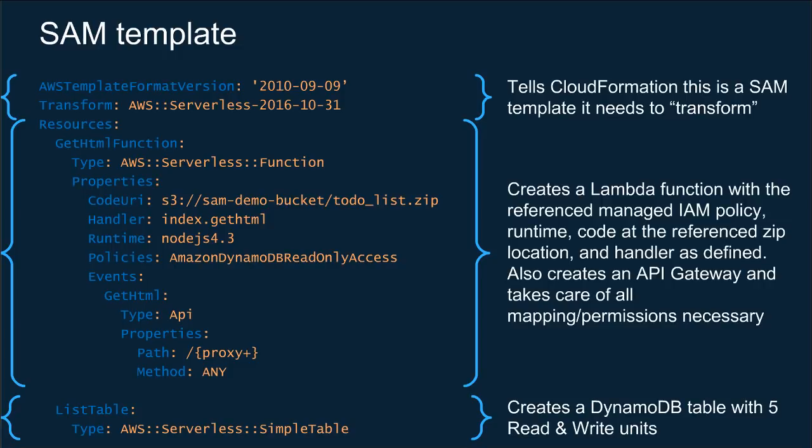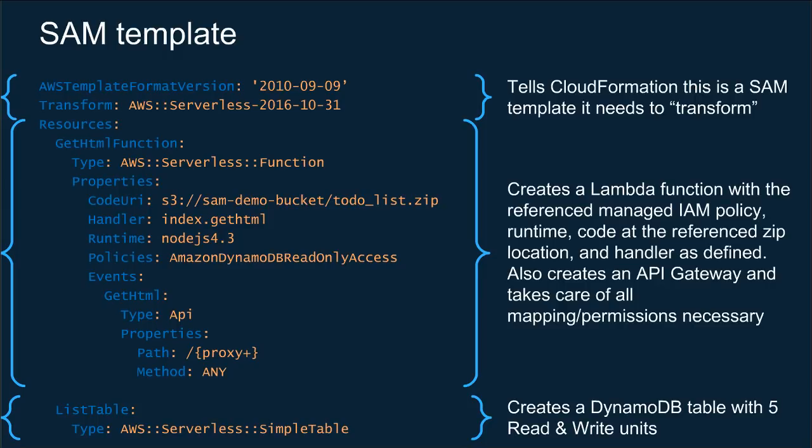Then we have two different resources. First is an AWS serverless function, and the second is an AWS serverless simple table. In this case, the simple table is just a very basic DynamoDB table with a base amount of read and write units. But the serverless function, I think, is a little bit more interesting. If we look at this, what we see are some properties that relate directly to a Lambda function, such as where the code lives, the handler, the runtime, the policy that I want this Lambda function to have assigned to itself. And then we see events.